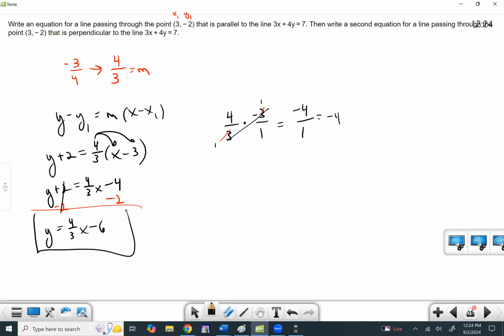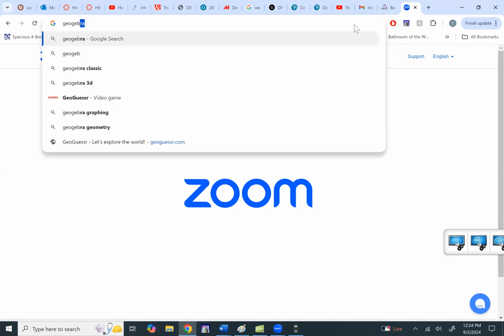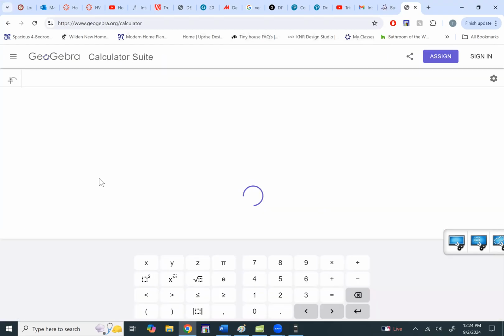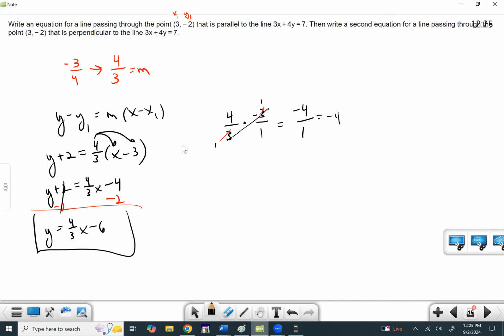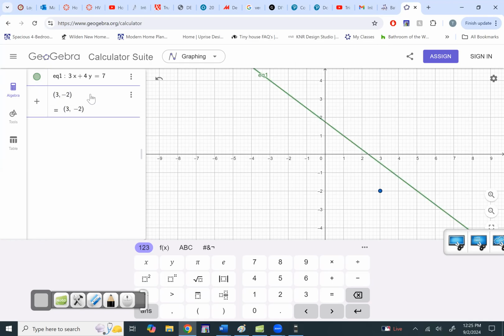The nice thing about this is you can check. Sorry, I have a million screens open, but let's say we open up GeoGebra. We go ahead and graph. We can use Desmos, whatever you feel like. The very first line that we had was 3x + 4y = 7. And the point that we hope it passes through is (3, -2).